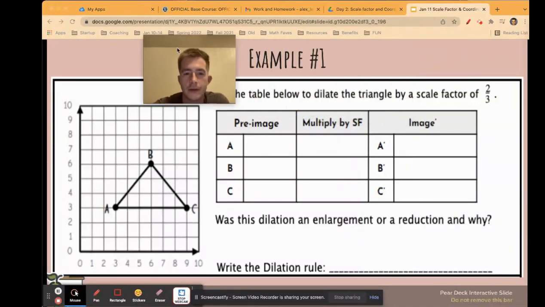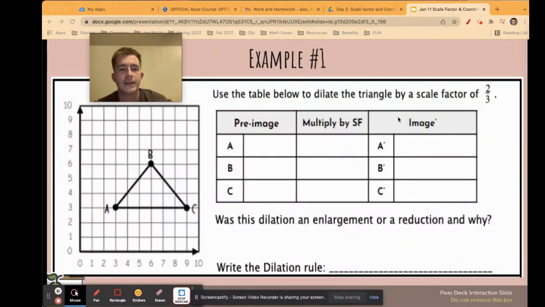Okay, getting into the nitty gritty here. Here we go. Example number 1. Use the table below to dilate the triangle by a scale factor of 2/3. So we have a picture here, right?